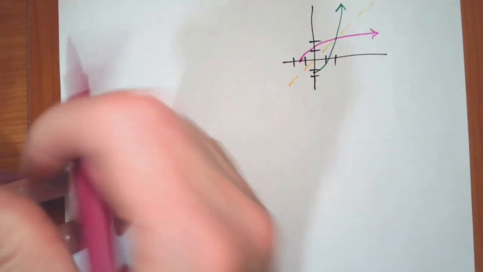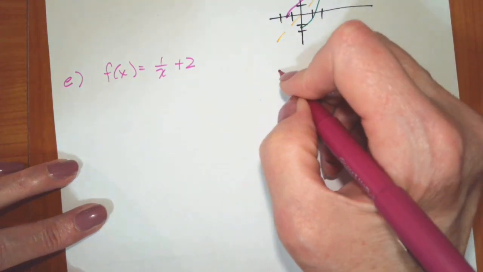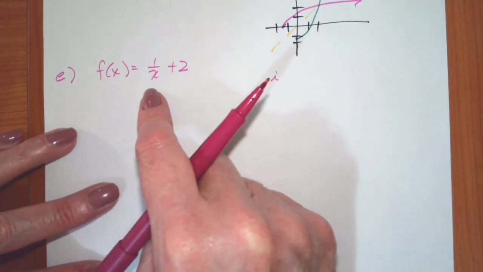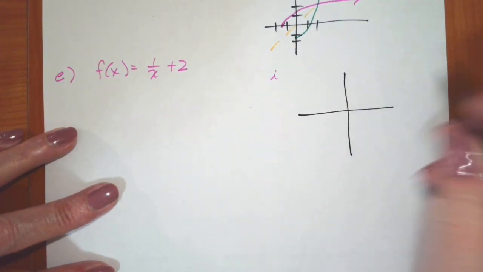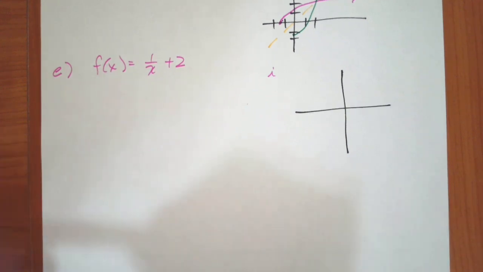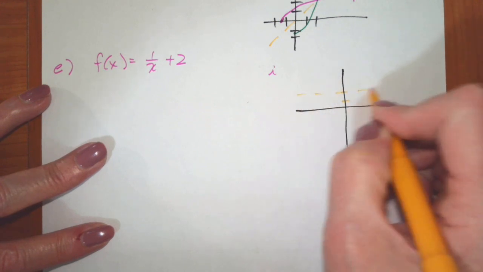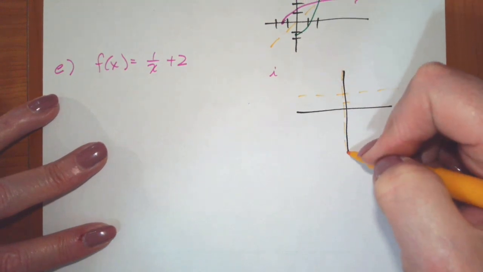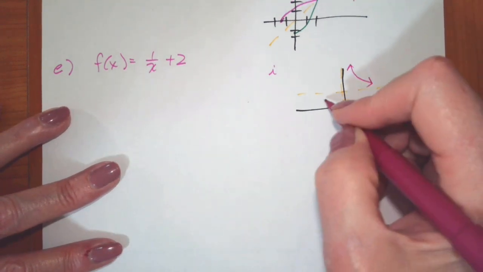Okay, E. F of x is equal to 1 over x plus 2. Okay, for my domain and range, I know that this is the rational function that has been moved up 2 units. Okay, well, what does that mean? All right, well, that means I've got a graph of the rational function. It's been moved up 2 units. Since it hasn't been shifted left or right, I have a vertical asymptote at 0, and then my graph goes something like this.